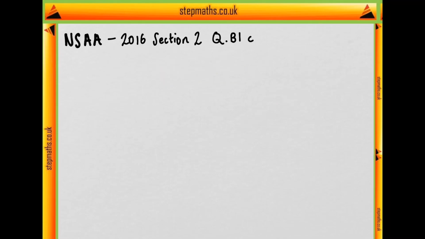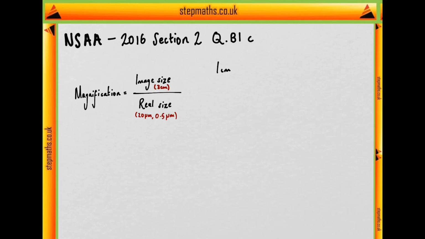Question C is a calculation question, where we're told that the scale bar below each image is 3 centimeters, and given that, what is the magnification of each image? Okay, so all we need to do is work out the magnification, which is done with a simple equation. Magnification is image size, which is 3 centimeters, over the real size, which in each scale bar is either 20 micrometers or 0.5 micrometers. So, we should bear in mind we have different units here, so our 3 centimeters and micrometers have to be equilibrated somehow, so we'll convert our centimeters into micrometers.